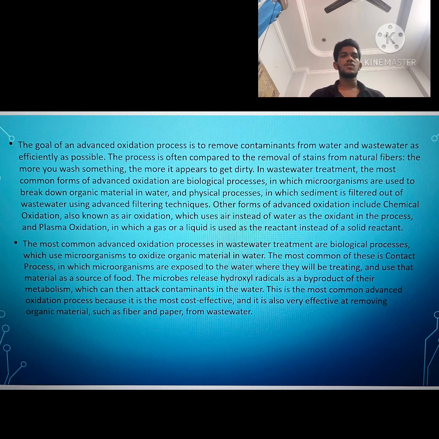The most common advanced oxidation processes in water wash treatment are biological processes, which use microorganisms to oxidize organic materials in water. The most common of these is the contact process, in which microorganisms are exposed to the water they will be treating and use those materials as a source of food. The microbes release hydroxyl radicals as a byproduct of their metabolism, which can attack contaminants in water. This is the most common advanced oxidation process because it is the most cost effective and it is also very effective at removing organic materials such as fiber and pepper from wastewater.